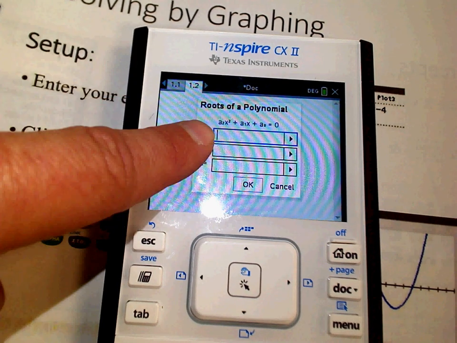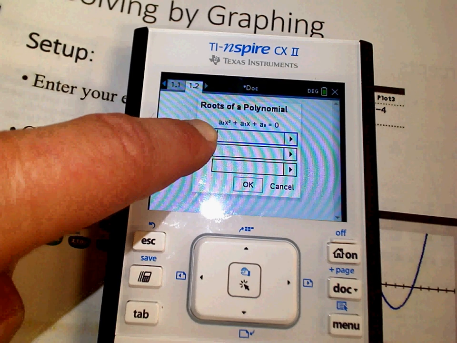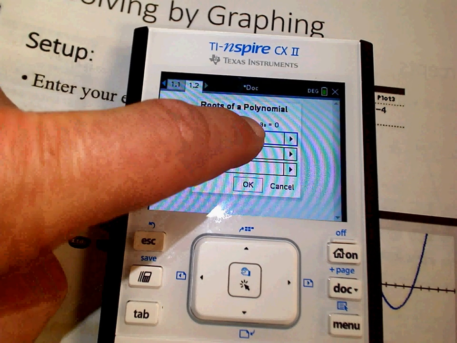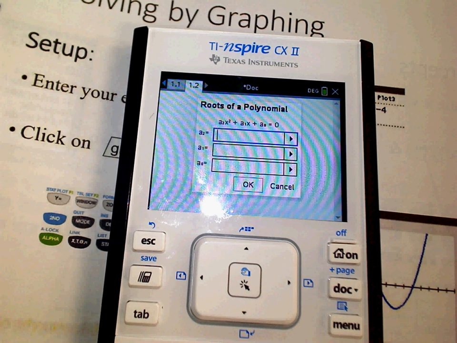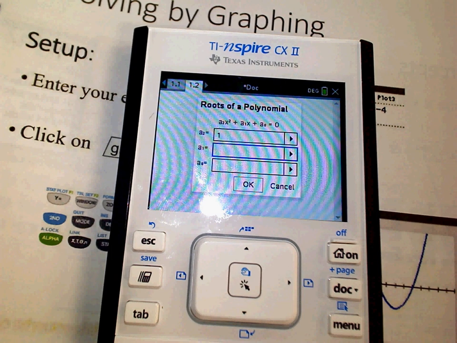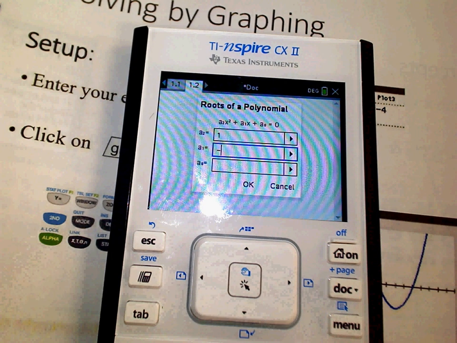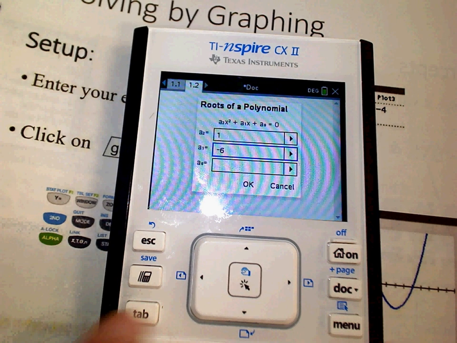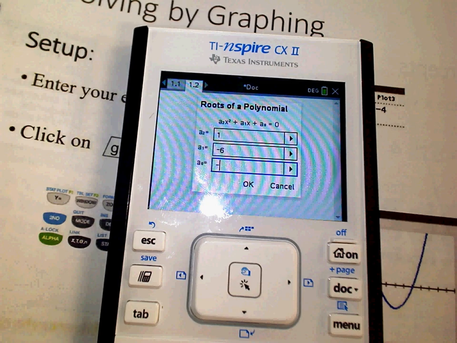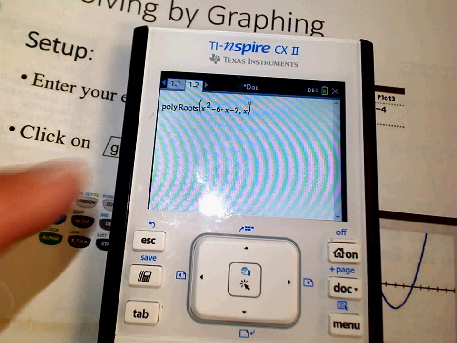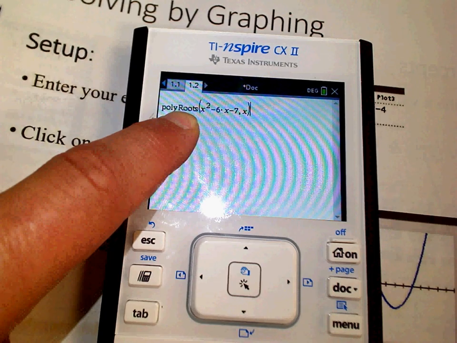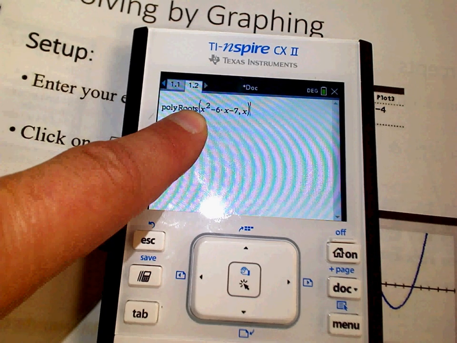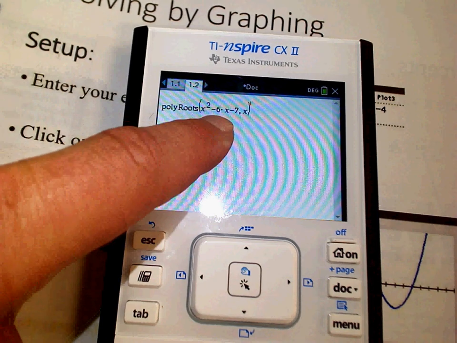And here is a standard form quadratic polynomial. It's asking for a2, a1, a0. Those are the coefficients of the quadratic. The first one was 1, tab down. The second one was negative, not minus, negative 6. And the third one was negative 7. Hit enter. Does that look familiar? You've seen stuff like that before on the numerical solve. This is polyroot solve. Thankfully, we talked about how roots is a synonym for solution.